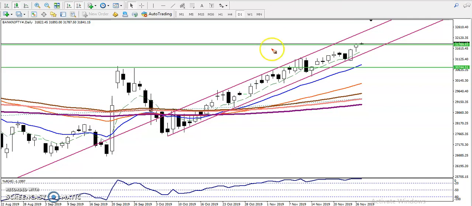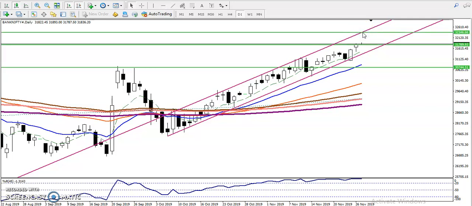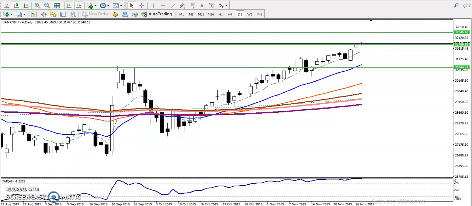In that case, we will use Fibonacci. All right, let me show you Fibonacci. Somewhere here we have seen some resistance. Let me draw a resistance line by connecting here. You can see, this is a resistance line around 32,346. So let me remove this one right now.